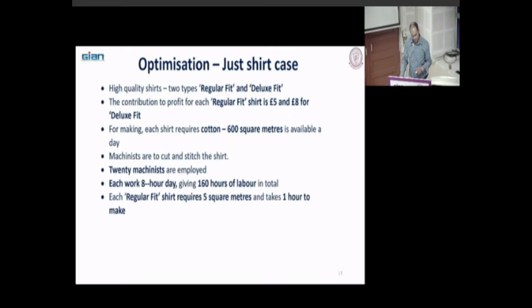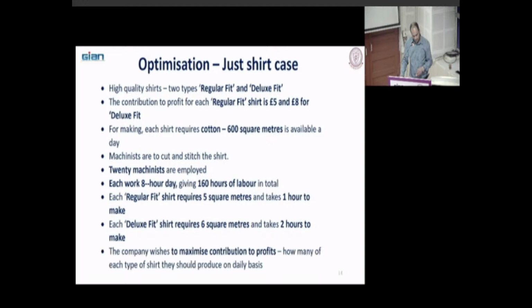A regular shirt requires 5 square meters and takes 1 hour to make. Each deluxe fit shirt requires 6 square meters and takes 2 hours to make. The company wants to maximize the profit, and how do they maximize it? Can you formulate this problem? Tell me the objective function.